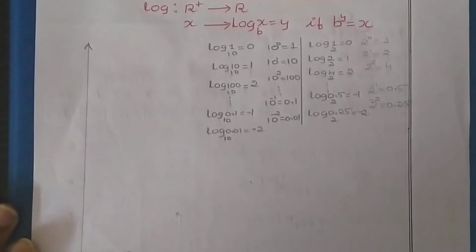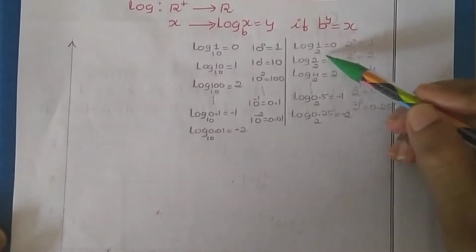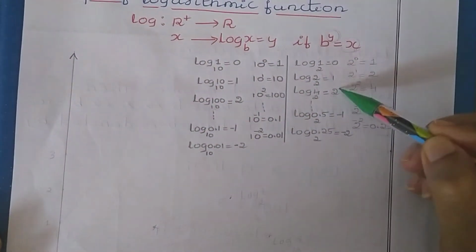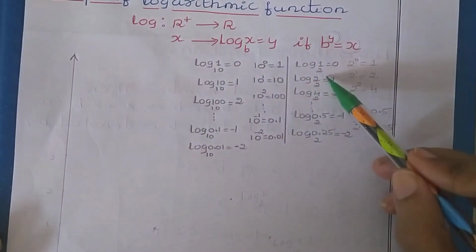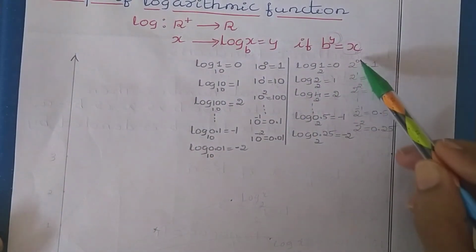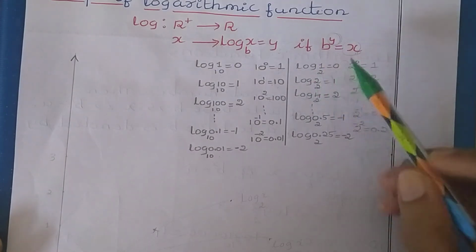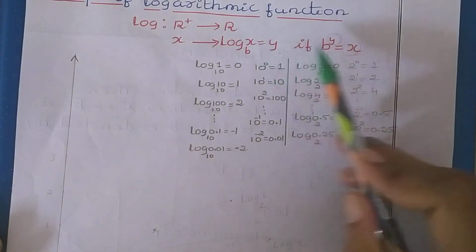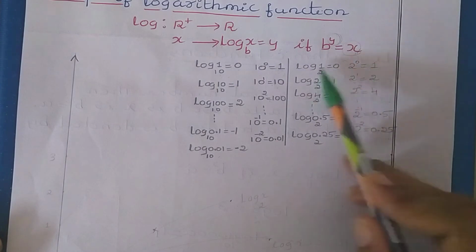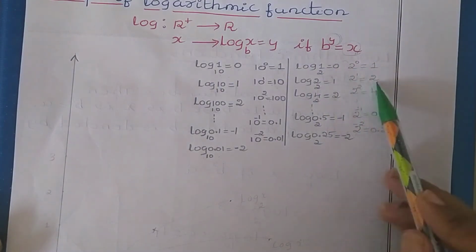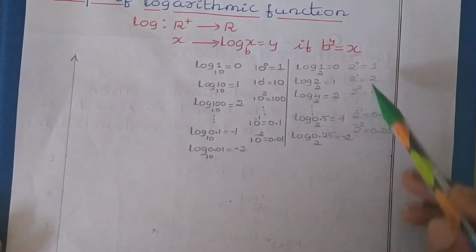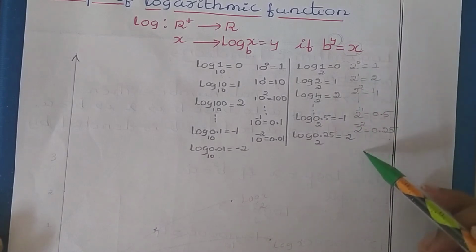So the same thing now I am writing with base 2. Here I have taken base 10. Here I have taken base 2. So 2 to the power 0 is 1, so I am writing that as a log function in this way. See, this particular logarithmic method I have used to convert this. So 2 to the power 1 is 2, so we can write it this way. Like this I have taken some values.